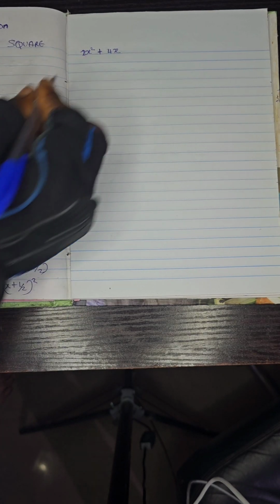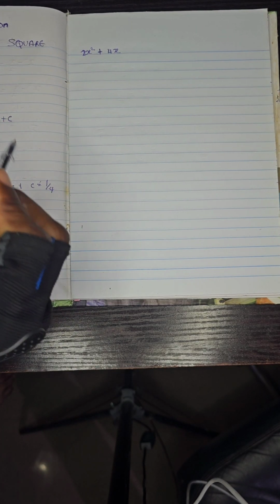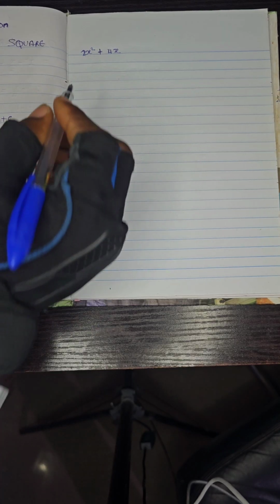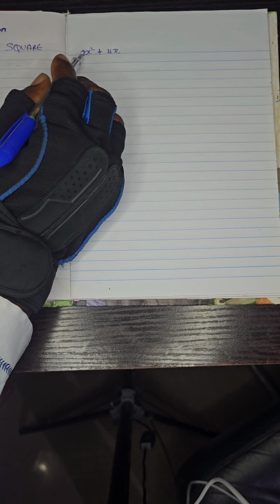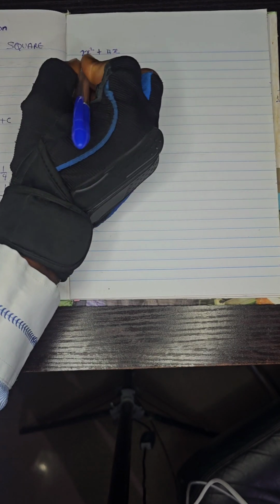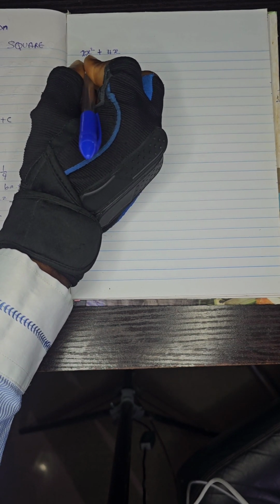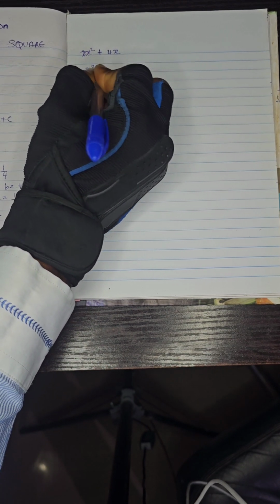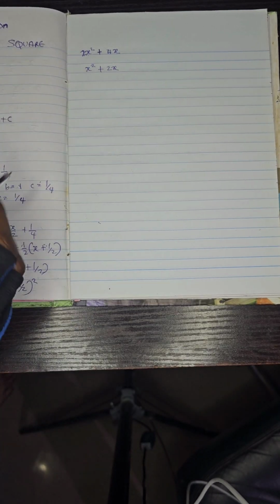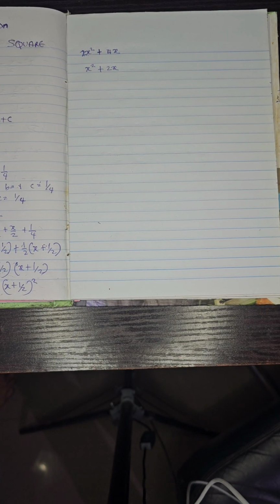So what am I going to do first? Remember what I said: before you do the completing of the square method, this a here must be 1. So I'll first divide both sides of the equation by 2. I will have x squared plus 2x. So this is where I'm going to do the completing of the square method.